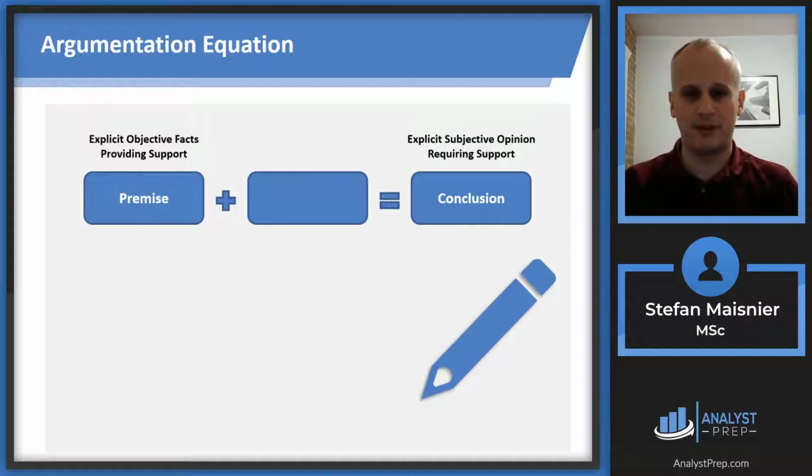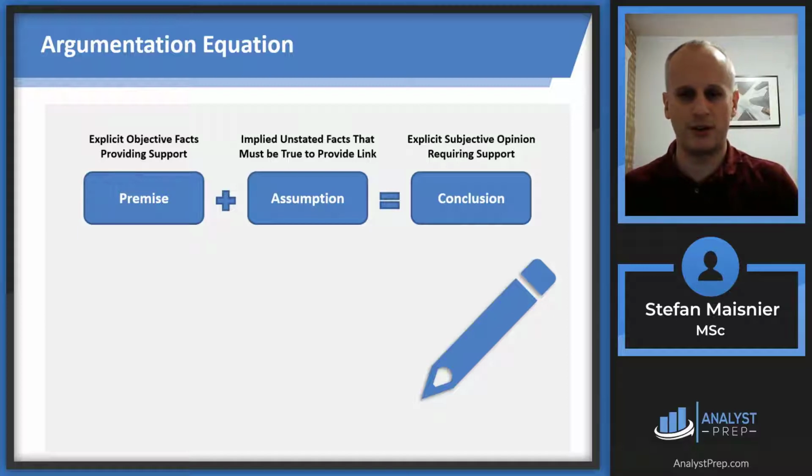But between the premise and the conclusion is always going to be your assumption. And your assumption is implicit, but these are the unstated facts that must be true to provide the link between your subjective conclusion and your objective supporting premise.